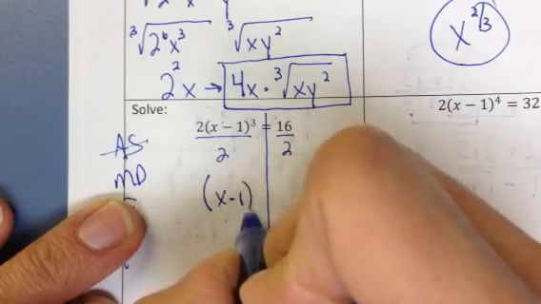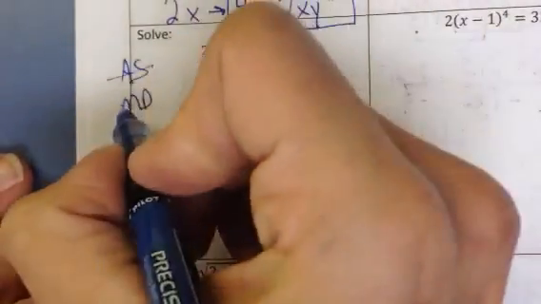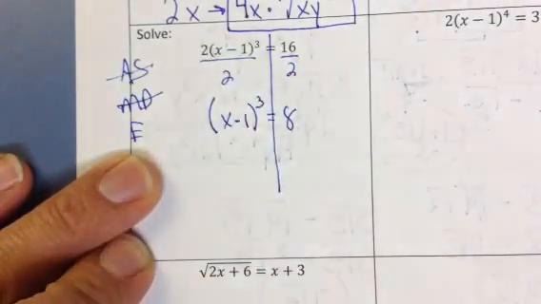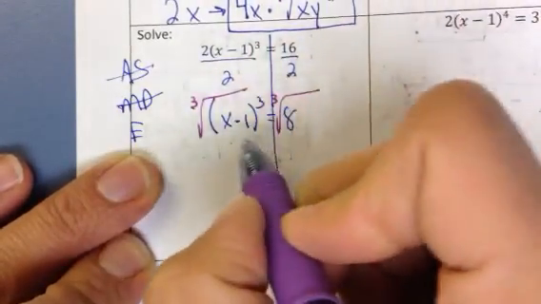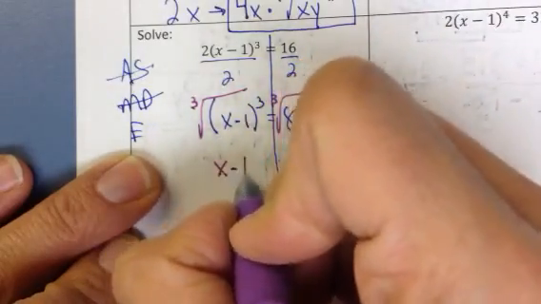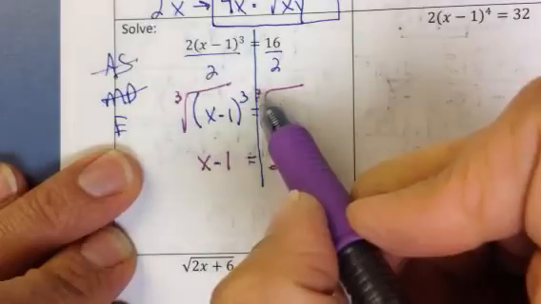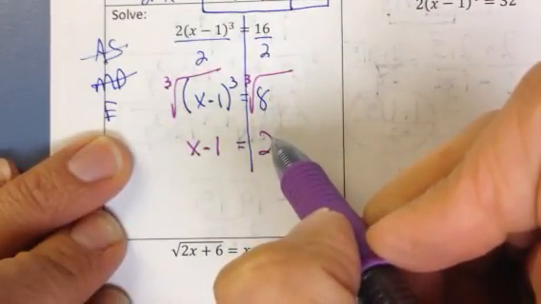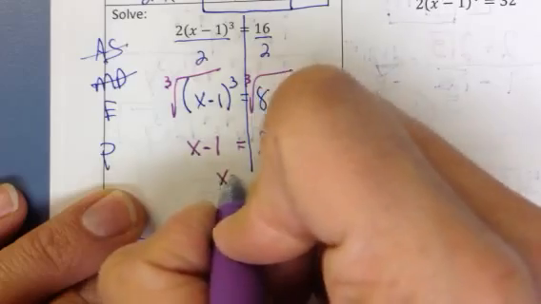I'm going to get x minus 1 to the third power, and over here I'm going to get 8. And now, to get rid of the exponent, since they cubed it, I'm going to cube root. And I'm going to get x minus 1. And the cube root of 8 is 2. It's not negative 2, it's just 2. When you take an odd root, it's just whatever the calculator says. And now to get x by itself, I'm just going to add 1 over, and I get 3.